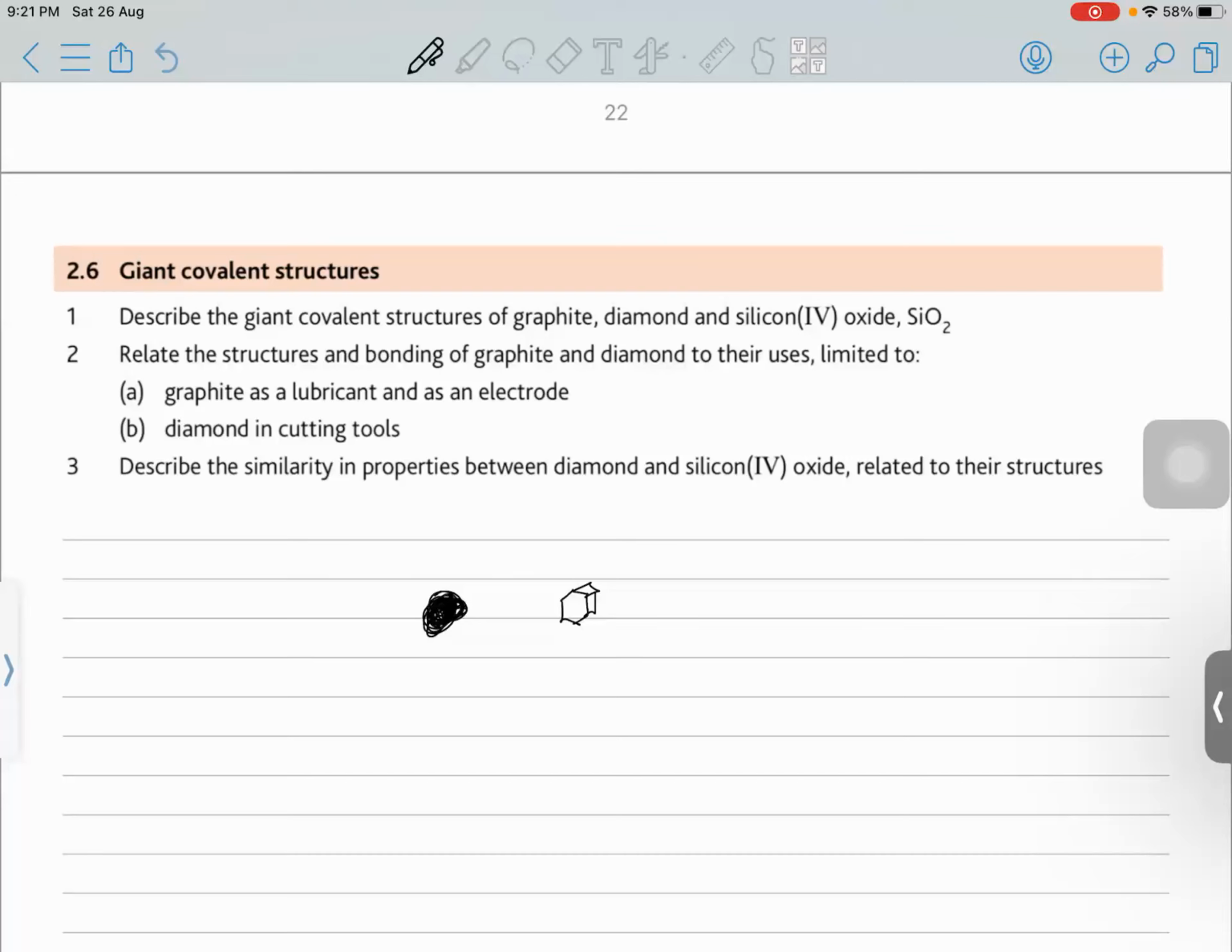Yes, sir. Now, first make the heading: graphite and diamond.